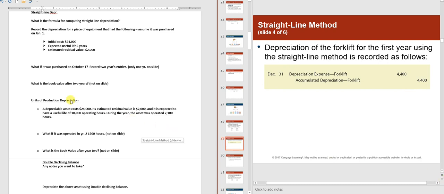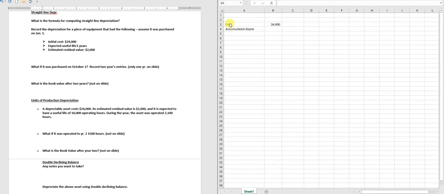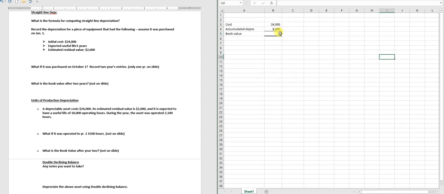So what is the book value after 2 years? Book value is cost minus accumulated depreciation. Notice I do not take the salvage value when I compute my book value. So my accumulated depreciation after year 2, so I did $4,400 of depreciation the first year, look at the journal entries you just wrote down, plus $4,400 for the second year. And so I have $8,800 for accumulated depreciation. And so I have cost minus accumulated is 15.2.